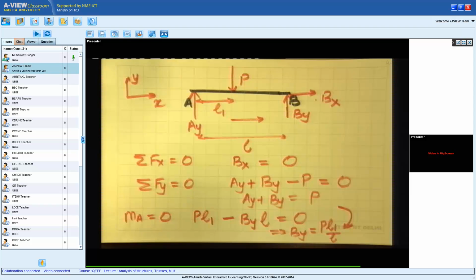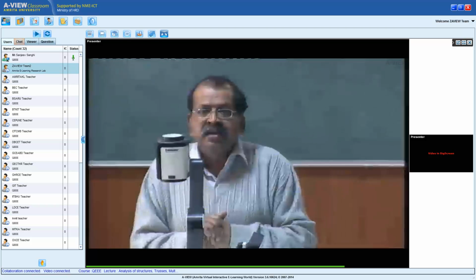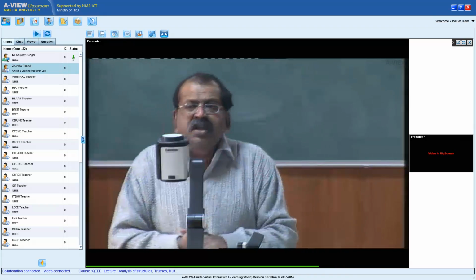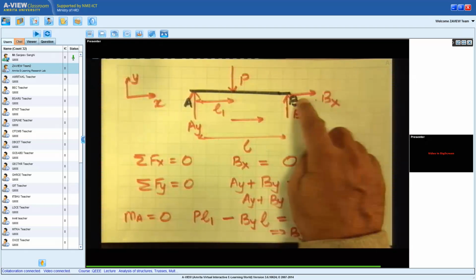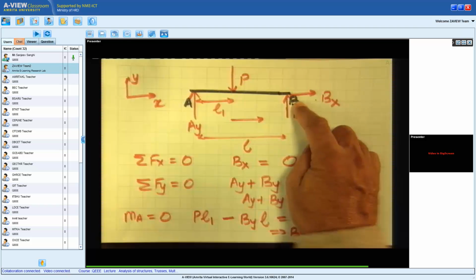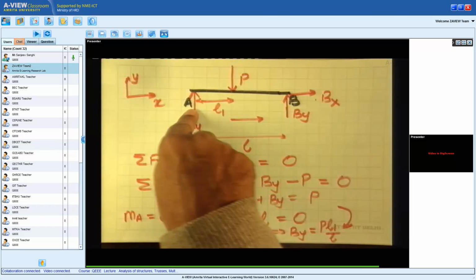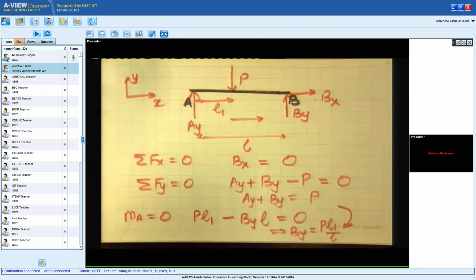Now, this is the full problem. Suppose the problem only asks me to find Ay, or the support at A. Then I have to also apply my mind other than the equations. I realize that two unknown forces are acting at point B. So if I take a moment about point B, I will directly get Ay in one equation. I don't need the force equations. I just need to take moments about B.